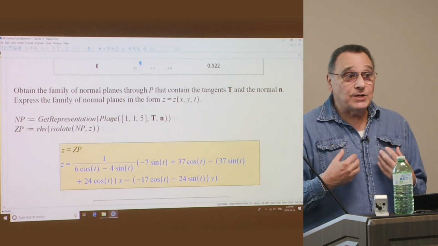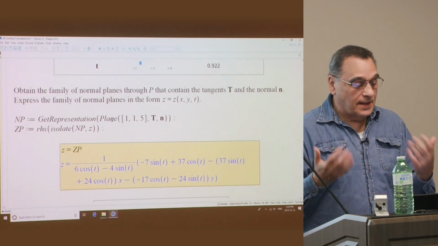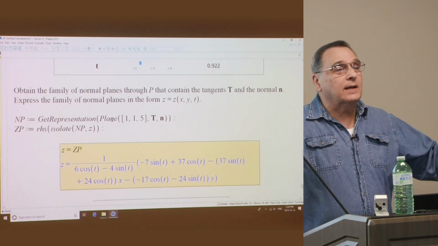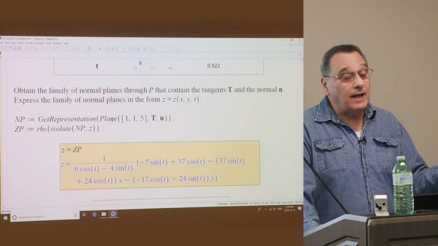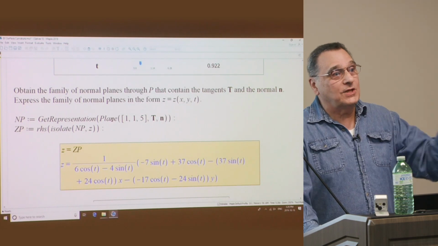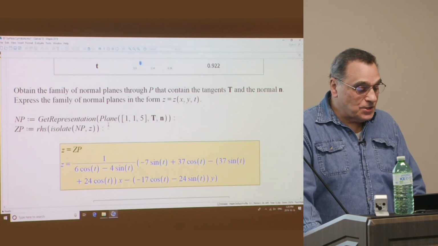And then to get the equation of that, you query the thing and you say, give me the representation. So you get an expression. It has x, y, and z in it. And I solved it so I would be able to say z equals. And this is what it looks like.